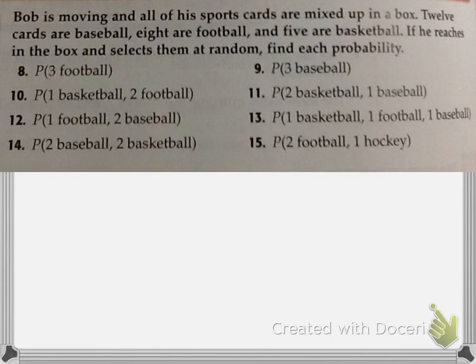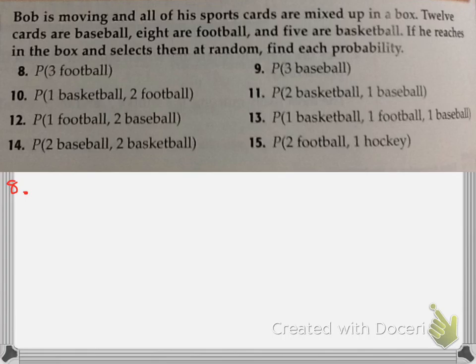Bob is moving, and all of his sports cards are mixed up. 12 cards are baseball, 8 are football, and 5 are basketball. If he reaches in the box and selects them at random, find each probability. So first I'm going to do number 8. The probability that he reaches into the box and selects 3 football cards. Am I selecting 3 specific cards, or am I just selecting 3 football cards? Just a group of them. So what am I going to use?